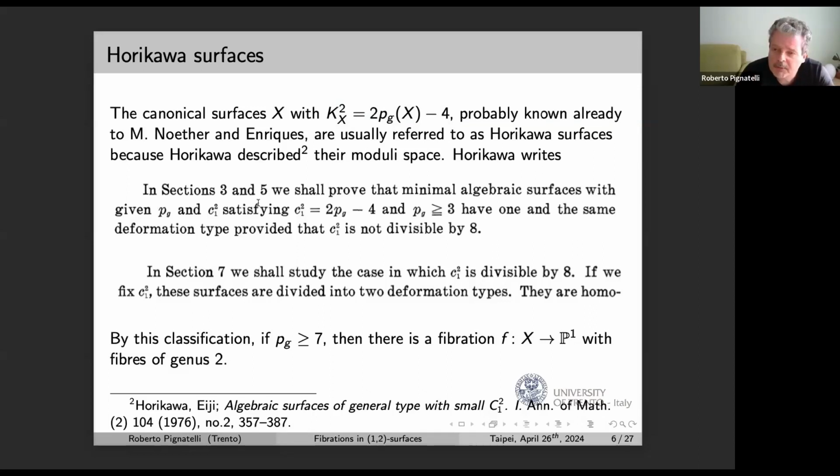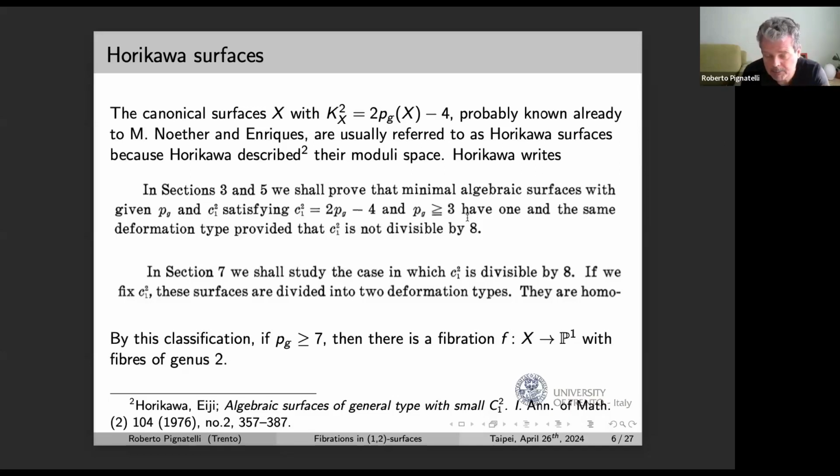But then studying deformation, he said that most of these cases are the generalization of other cases. And he found that, in fact, for almost all of them, so if C1 squared is not divisible by 8, C1 squared is even on this line, so it's basically once every 4 cases. But if C1 squared is not divisible by 8, then all these surfaces have the same deformation type, and that's the way Horikawa writes it in the introduction.